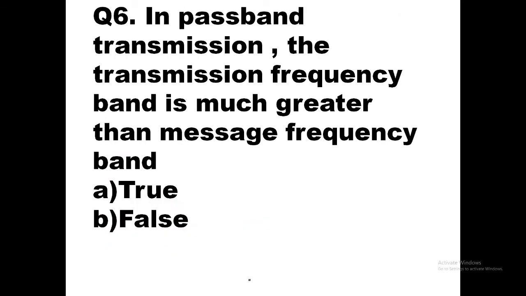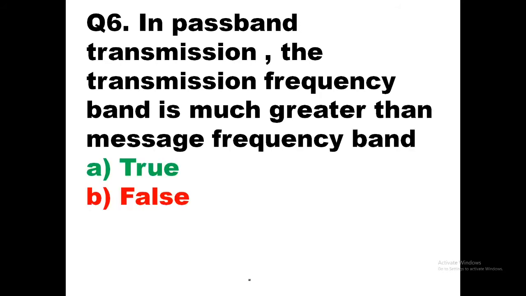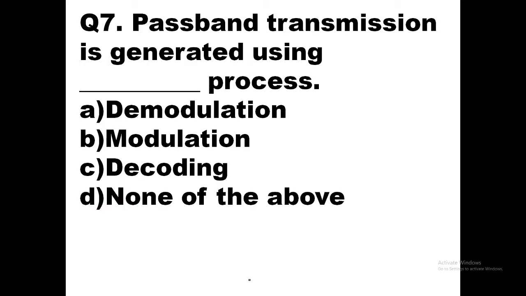Then we'll go to question number 6. In passband transmission, the transmission frequency is much greater than the message frequency. In passband transmission, the baseband signal, the basic information signal, the message signal, modulates a high frequency carrier, and that modulated carrier will be sent. So the frequency you send will be higher than the message frequency. Yes or no? So the option is A, true.